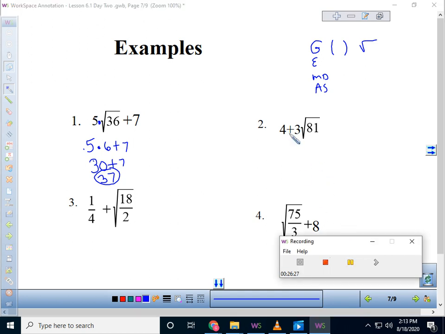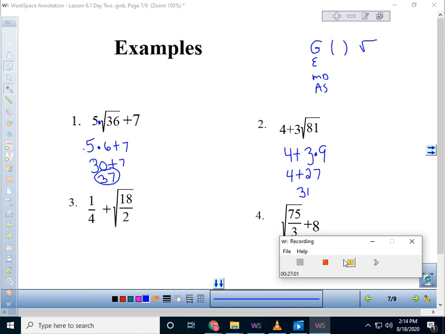Well, here we go. The square root of 81 is 9, so we have 4 plus, and remember this is multiplication, 3 times the square root of 81, which is 9. Don't have any exponents, multiplication and division from left to right. Well, what's 3 times 9? That's 27. So we have 4 plus 27, and 4 plus 27 is 31.